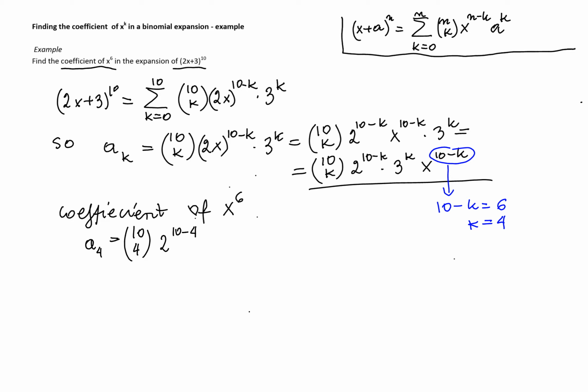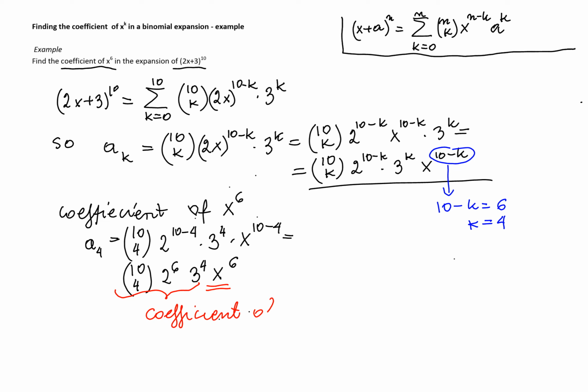So we can write that a sub 4 is 10 choose 4 times 2 to the power 10 minus 4 times 3 to the power 4 times x to the power 10 minus 4. And therefore it is the term where the numbers are 10 choose 4, 2 to the power 6, and 3 to the power 4, x to the power 6. So indeed we see that we have x to the power 6 in this term, and therefore the number in front of that x to the 6 is the coefficient of x to the 6.